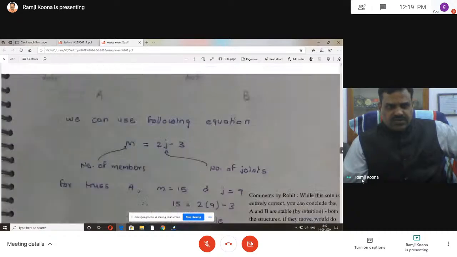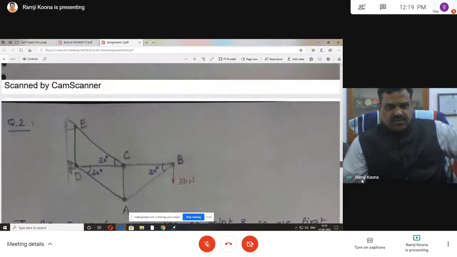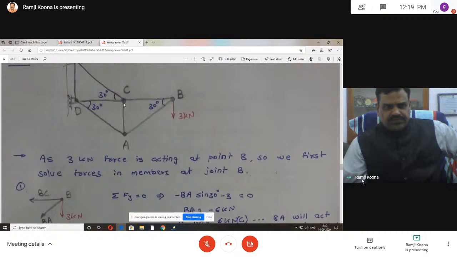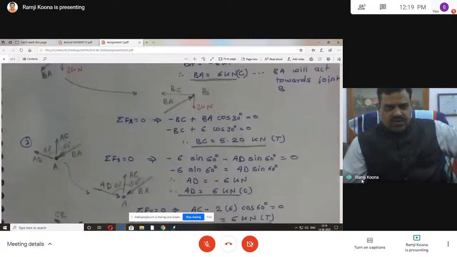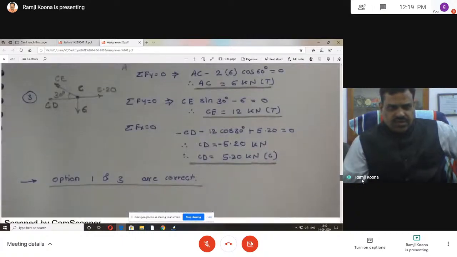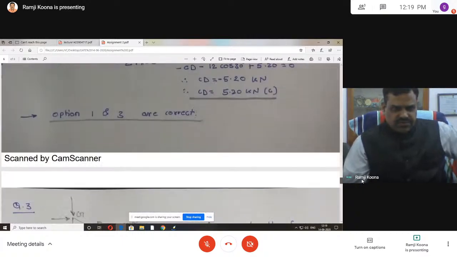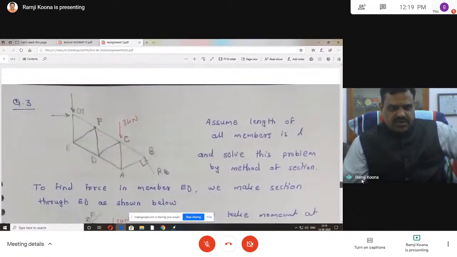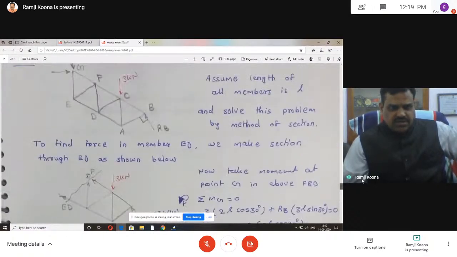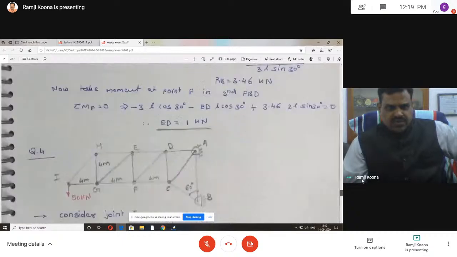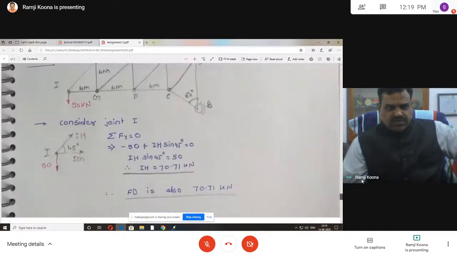Joint C means this one. By this time these two are known and these two are unknowns. That's why by considering joint C, you can resolve the horizontal force and vertical force again, and then see what directions are there. These are the other answers. This is the method of joints.